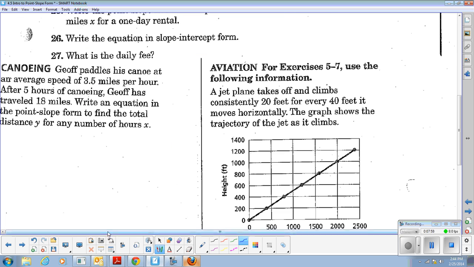First of all, let's look over here at the one that says canoeing. On the canoeing one, Jeff paddles his canoe at an average speed of 3.5 miles per hour. After 5 hours of canoeing, Jeff has traveled 18 miles.